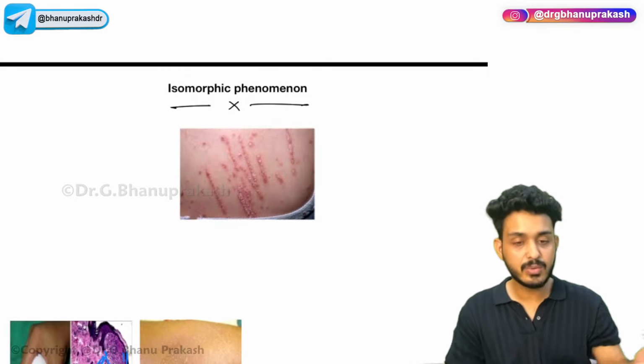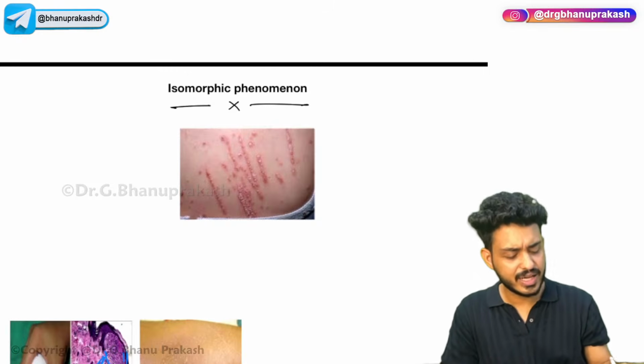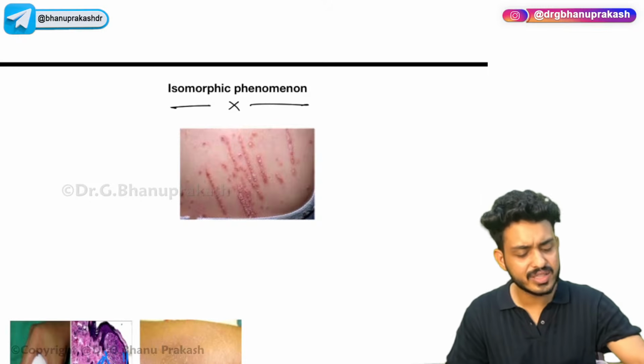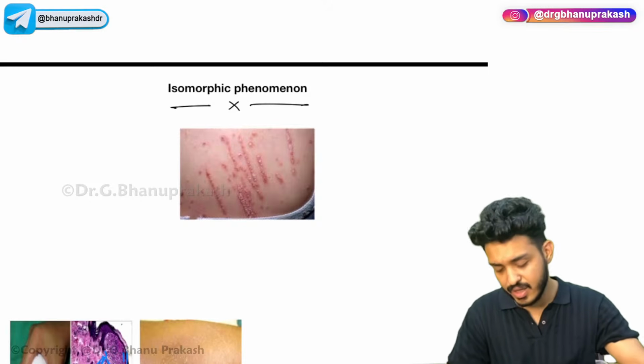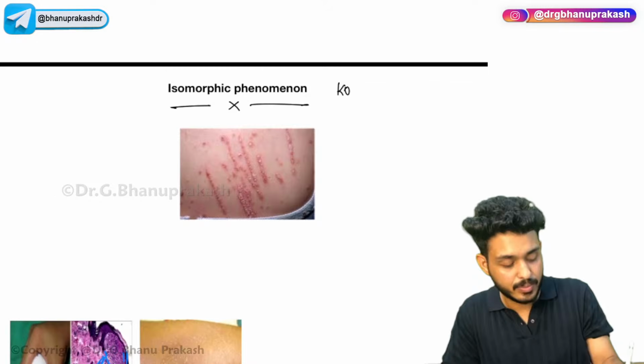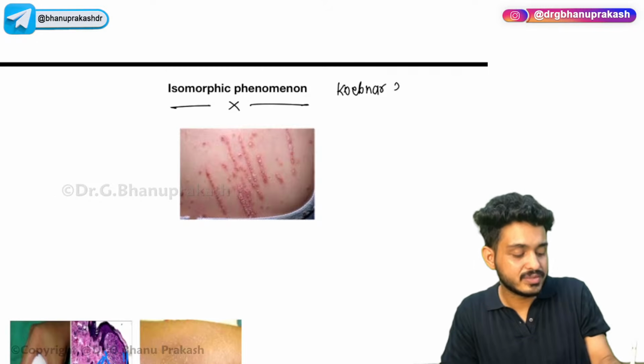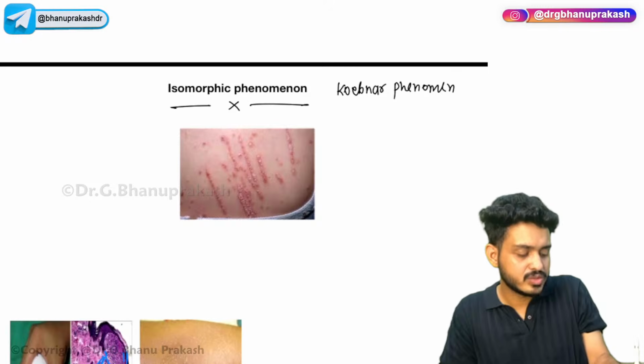Okay, what is an isomorphic phenomenon? What is the meaning of that? What is the other name for this isomorphic phenomenon? This is also known as Koebner's phenomenon. Koebner's phenomenon. So let me explain it.